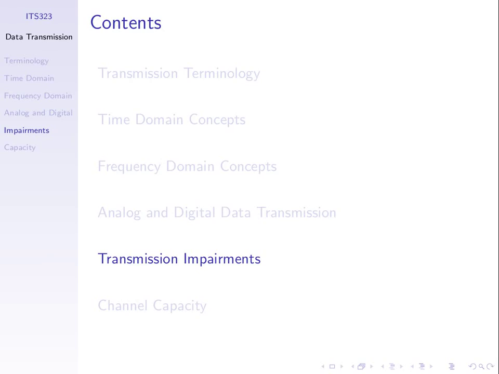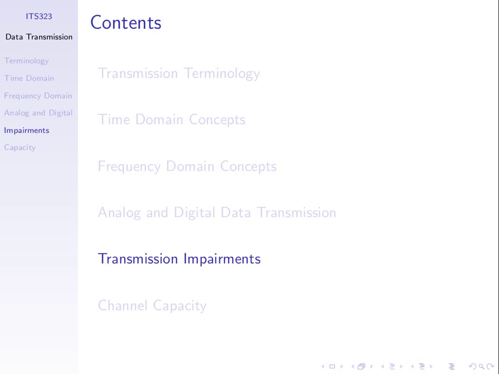We've introduced signals, communication signals, we've done some analysis, represented them in the time and the frequency domain. We've skipped some topic about analog and digital data. We may return to that later. We'll definitely at some stage, I don't know when. But then we went on last week to transmission impairments.